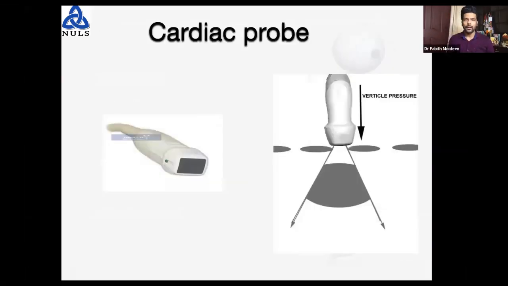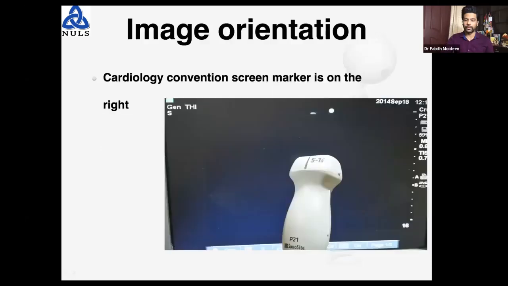And the probe we use, as you all know, is a cardiac probe or a phased array probe, because as I told you yesterday, you have to look through the intercostal space. You want to see it through the intercostal space, and the heart is big like that. So if you use another probe, it will be difficult for you to see things.